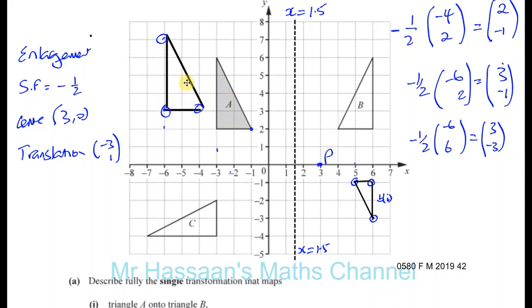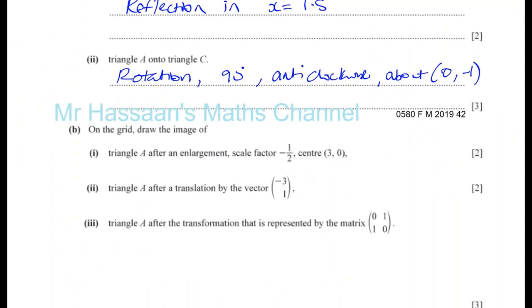Okay, so every point has moved 1, 2, 3 to the left and 1 up. So that's now the answer to B part 2. This is B part 2. Everything's 3 to the left, 1 up. That's translation minus 3, 1. Okay, that's that part of the question done.